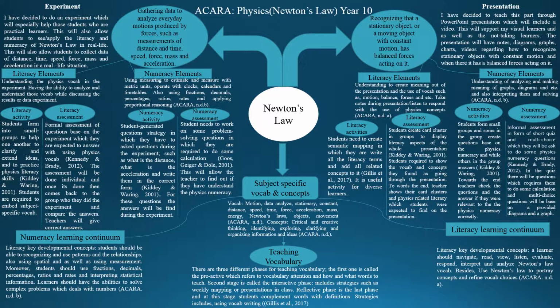For teaching vocabulary, there are three different phases. The first phase is called the pre-active phase, which refers to vocabulary attention on how and what words to teach. The second stage is called the interactive phase and includes strategies such as semantic mapping and presentation in class. The reflecting phase is the last phase. At that stage, students complete words and define them.